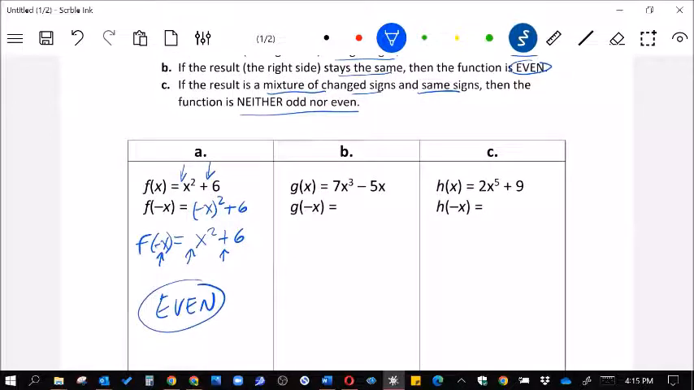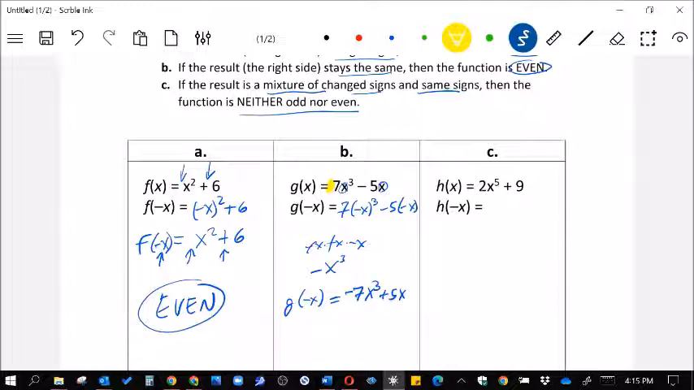Here, now, 7x cubed minus 5x, let's see what happens. I'm going to do 7 times negative x cubed minus 5 times negative x. So both x's here need to become negative. Negative x cubed is negative x times negative x times negative x. So we still get x cubed, but these two cancel out, but the other one doesn't. So we get 7 times negative x cubed. So far, we have a negative 7x to the third power. And here, negative 5 times negative x is a positive 5x.